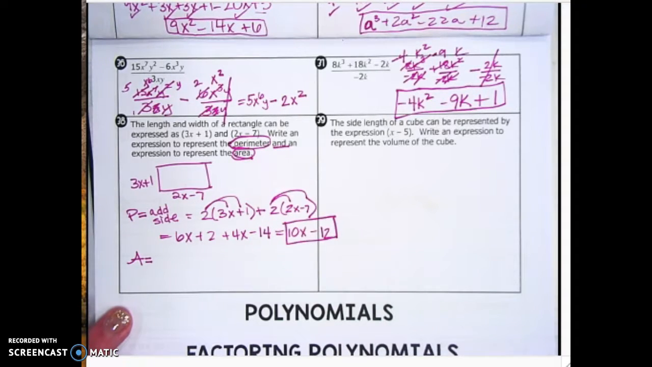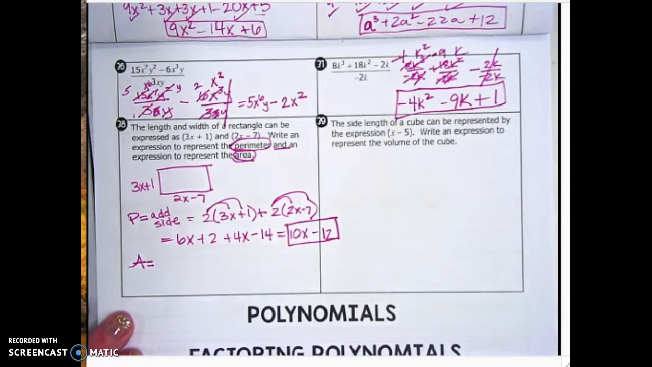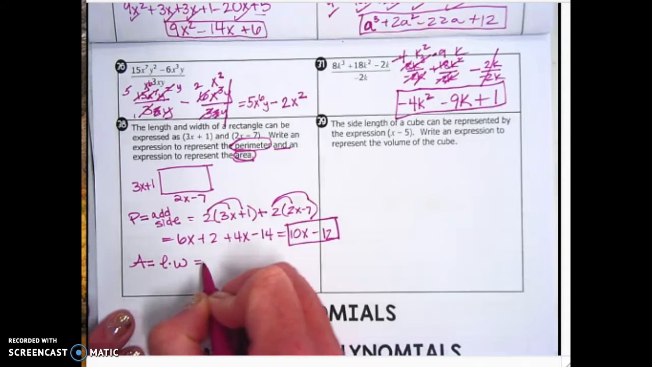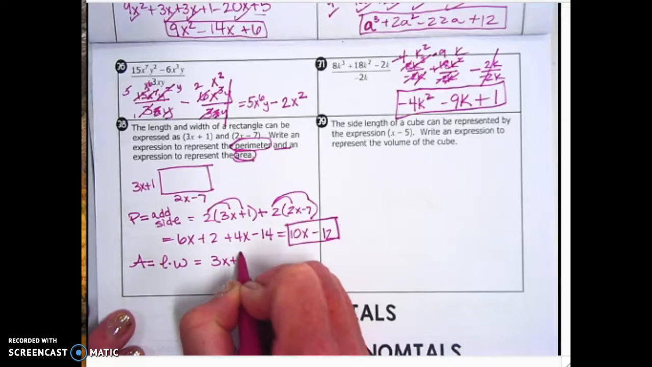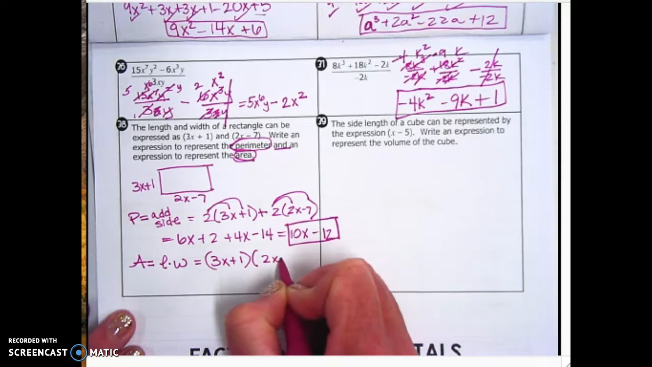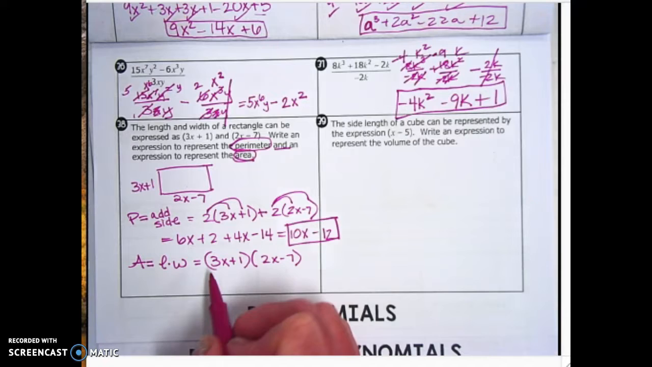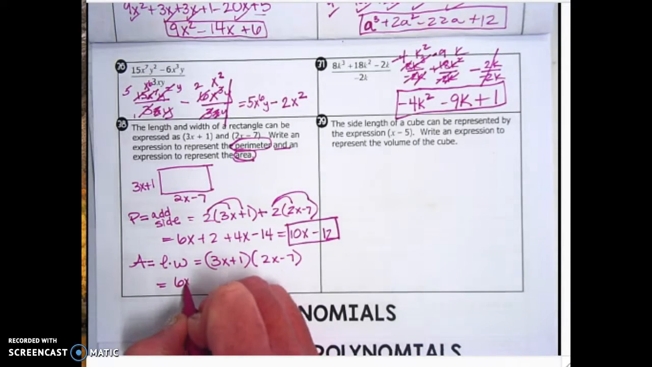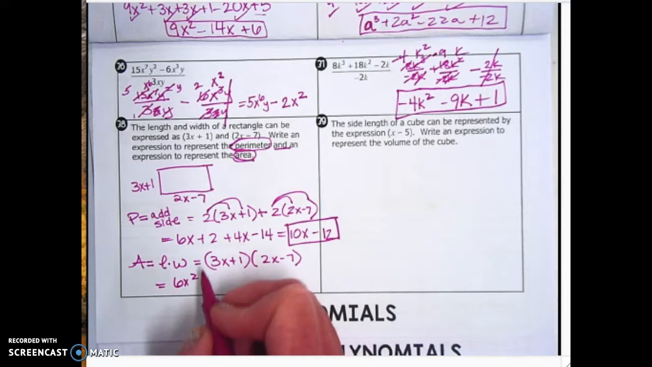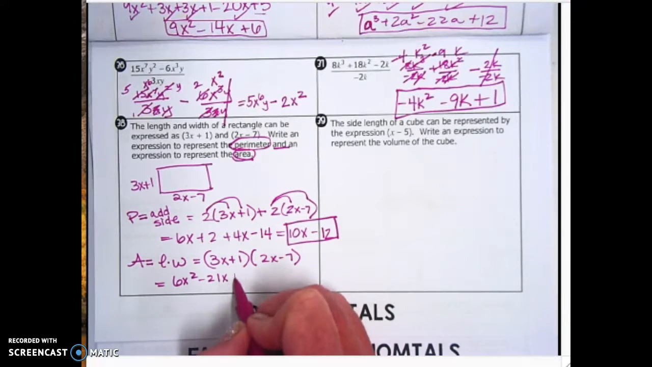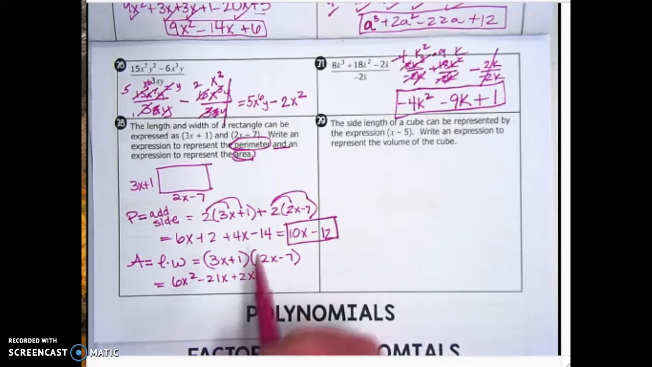How do you find the area of a rectangle? A little formula. What? Multiply, right? You're going to multiply length times width. So we're going to do 3x plus 1 times 2x minus 7. So now we need to use FOIL. First, 3x times 2x is 6x squared. Outside, 3x times negative 7 is negative 21x. Inside, 1 times 2x is 2x. Last, 1 times negative 7 is negative 7.